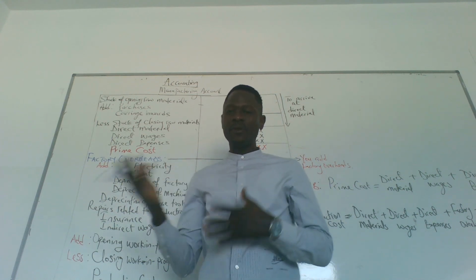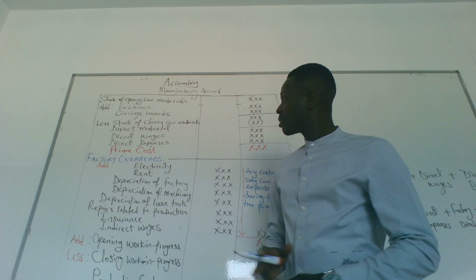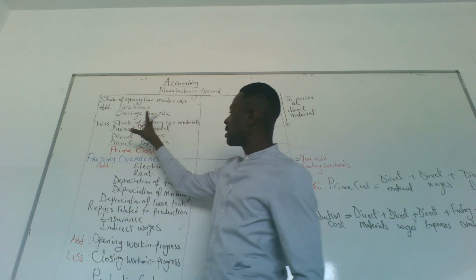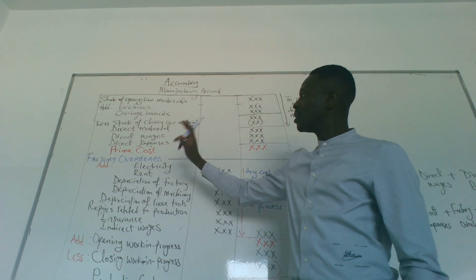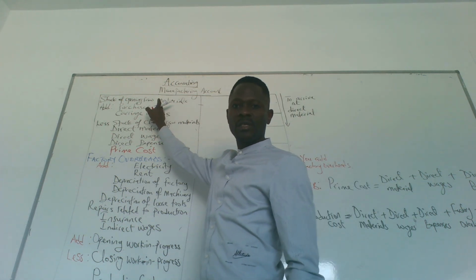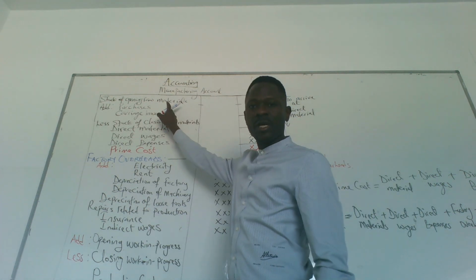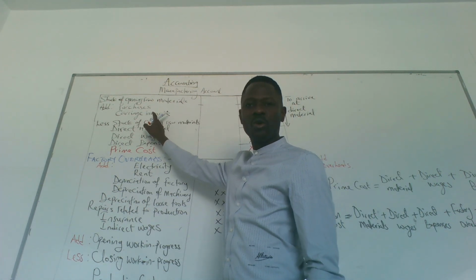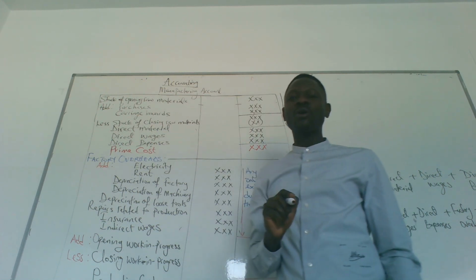So what are the formats? I'm going to take you through the formats of a manufacturing account. This is how we prepare a manufacturing account. The first item in the manufacturing account is the opening stock of raw materials, which we have the figures for. Then you add purchases of raw materials, then you add carriage inwards of raw materials. And as soon as that is done, you less the closing stock of raw materials.